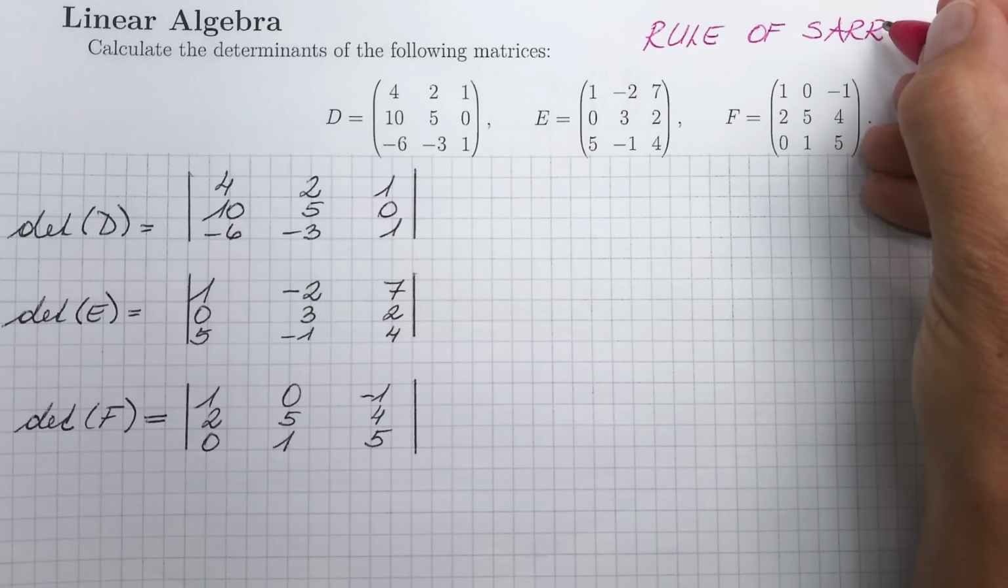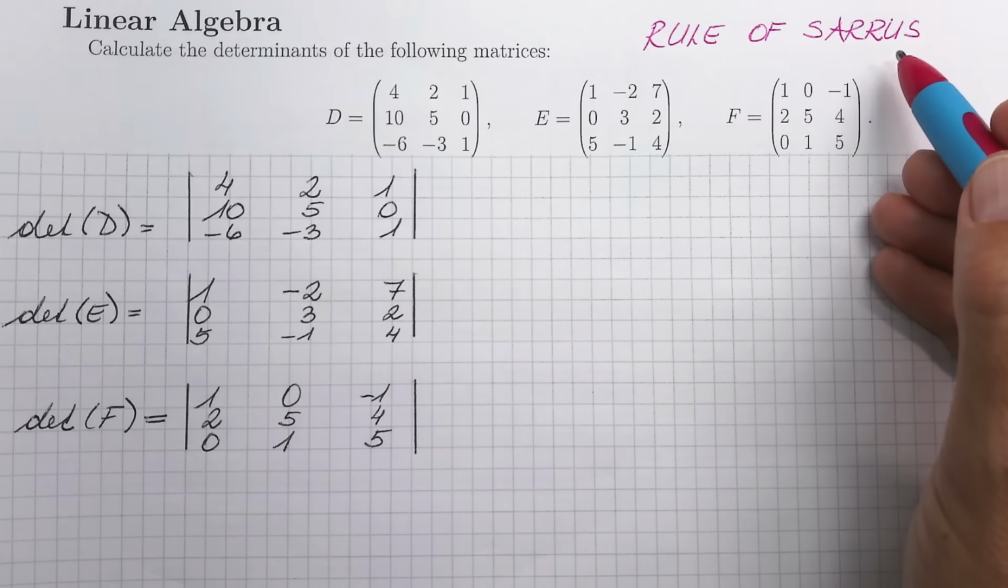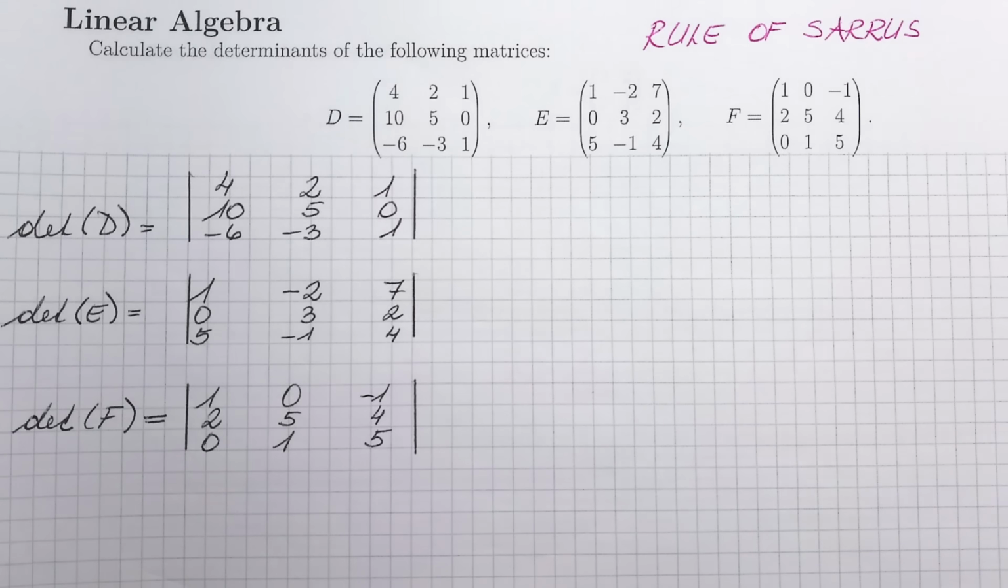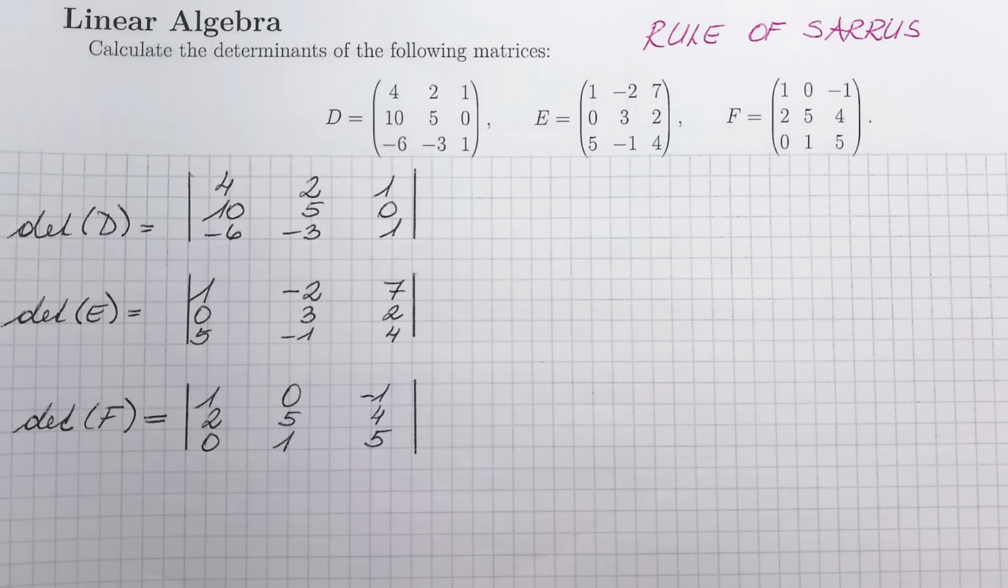The Rule of Sarrus. Sarrus is a French guy, French mathematician, nothing to do with Sauron from Middle-earth, though my students probably sometimes think they're on the way to Mordor. No, it's Sarrus, it's a French guy, and we're going to apply his rule.